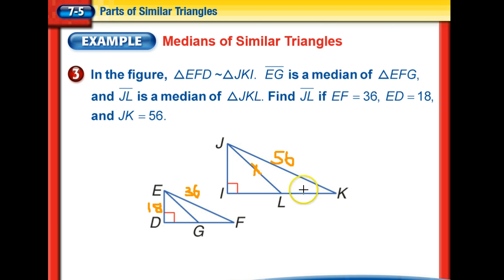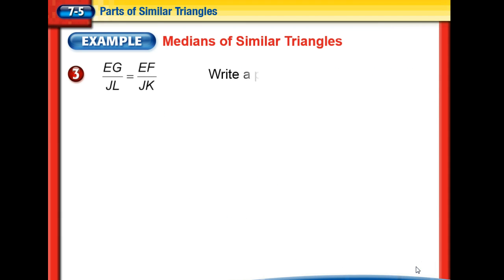Okay, so again, I label all of my parts and pieces, so now I can see pretty easily that my 36 and 56 are corresponding parts. Did I label my 18 wrong? ED is 18, EF is 36. Interesting. So it's labeled correctly. I just double checked that, and let's see what they do as we move on.